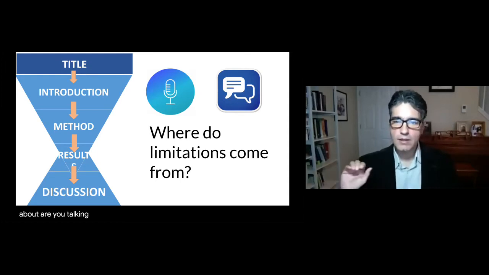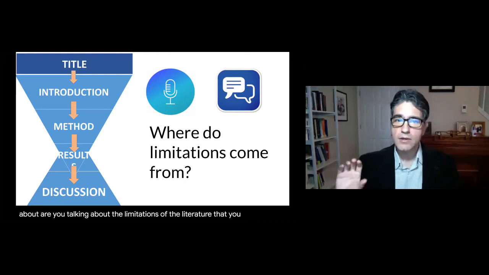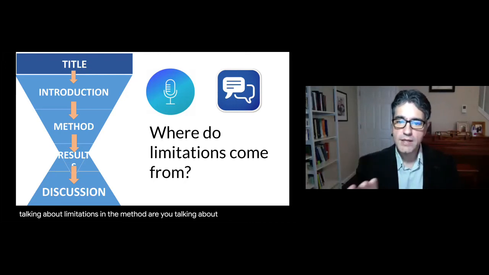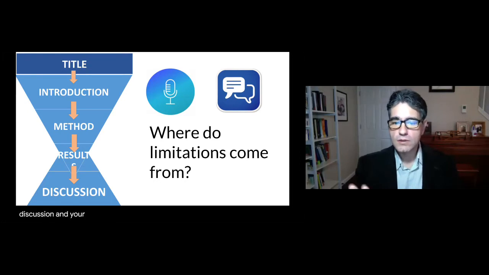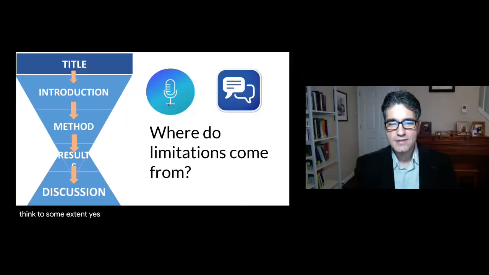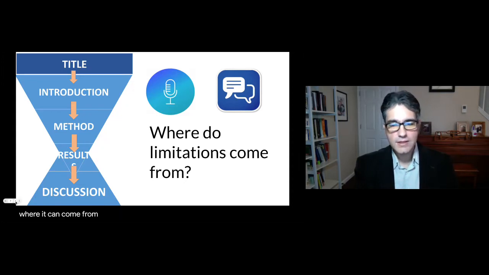Are you talking about the limitations of the literature that you cite? Are you talking about limitations in the method? Are you talking about limitations in discussion? In your view, where do limitations come from? So let me give you a practical example of that, where it can come from just about any part.